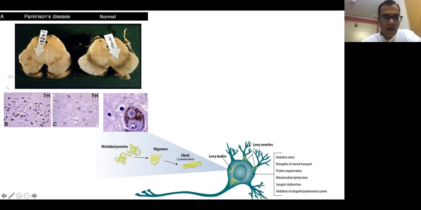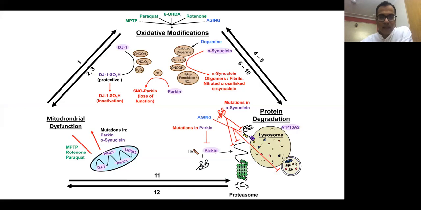And you can see some inclusion bodies, which are intraneuronal Lewy bodies. So this is at the cell and histopath level. Molecularly, you have misfolded proteins, which is alpha-synuclein, which form oligomers, fibrils, and finally, they form Lewy bodies, which is the pathological hallmark of Parkinson's disease. So as you go deeper and deeper, you have multiple layers. This is just one simple outlook of all the pathology and pathophysiologies which are involved.